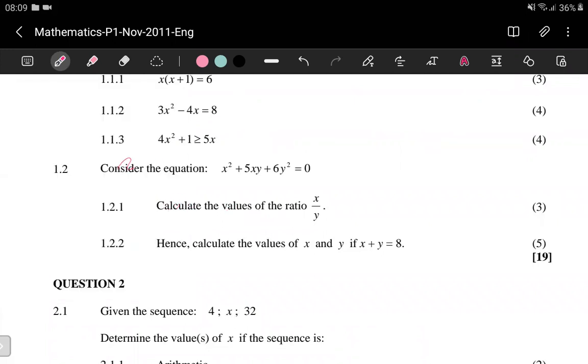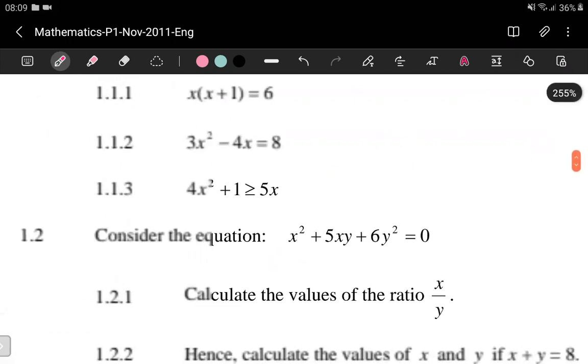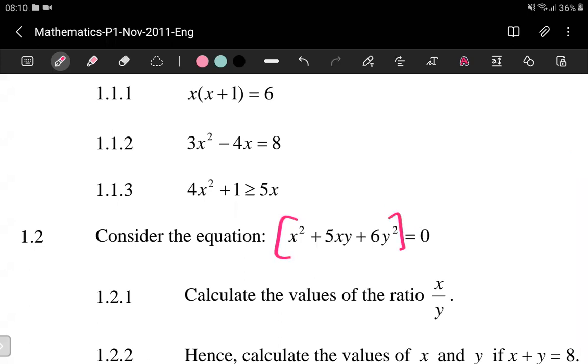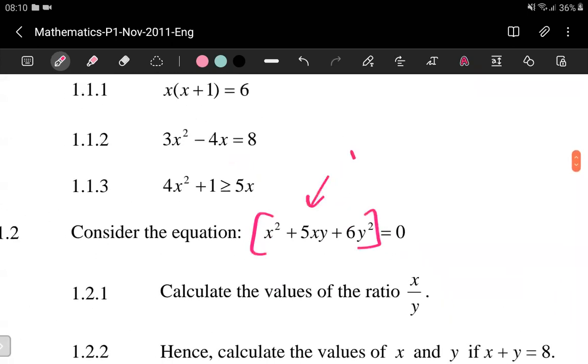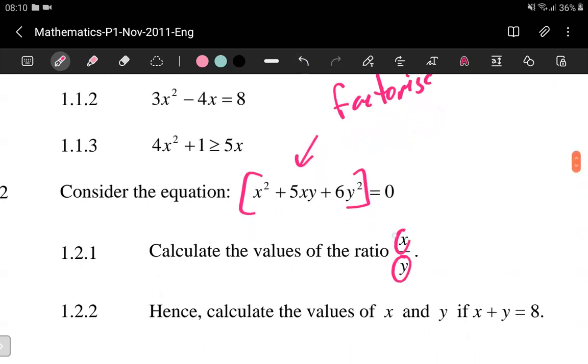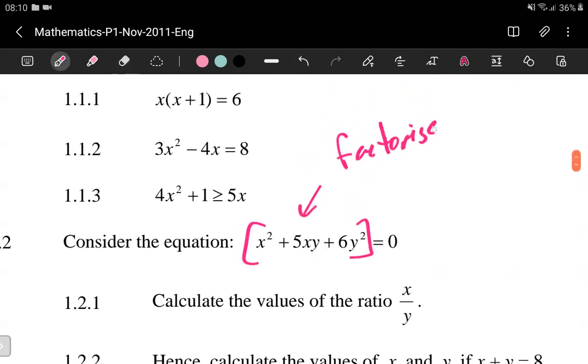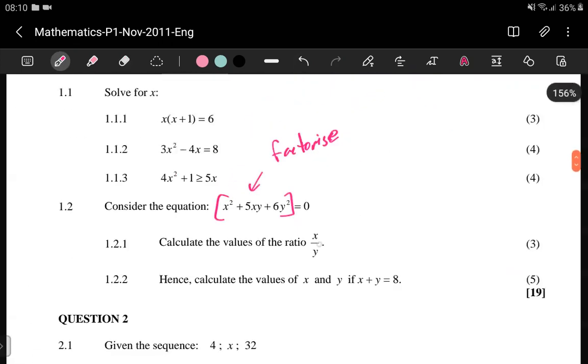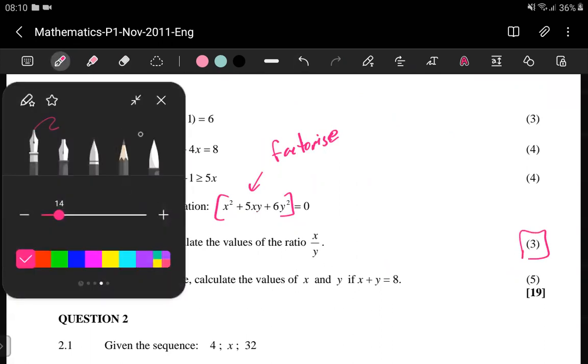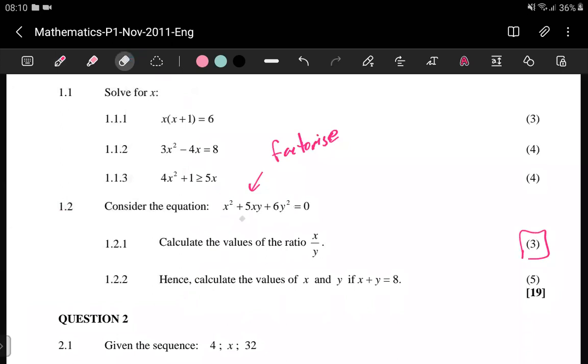So it says the following. Consider this equation, and then calculate the values of the ratio x over y. This is one of those questions where the format requires you to factorize. Because if you factorize, chances are you will end up with a value for x, and then a value for y, and then you put those as a fraction and end up with a number. So this 3-mark allocation should keep us calm, to know that we're not dealing with something too crazy. So this is how you factorize an expression like this one.